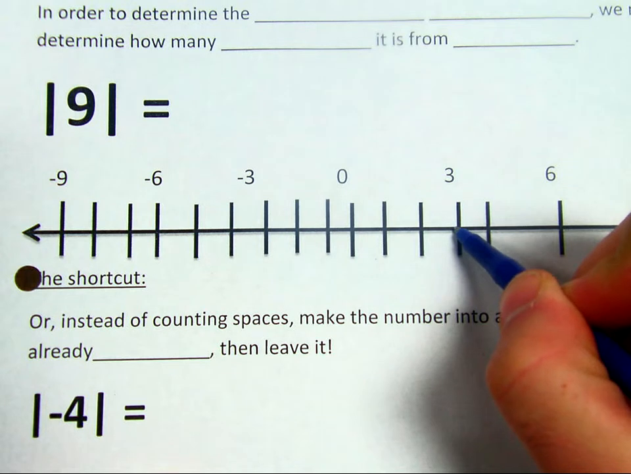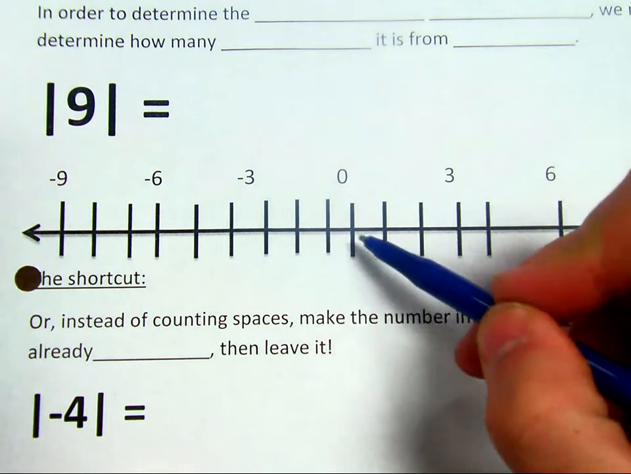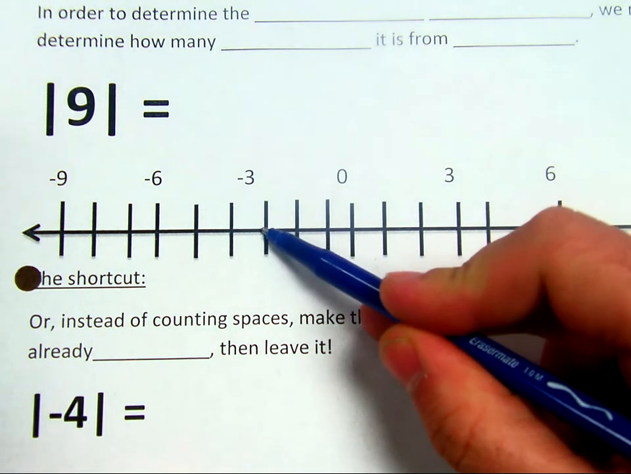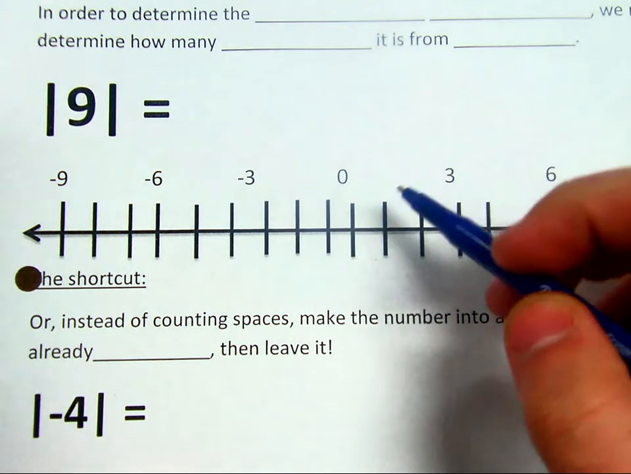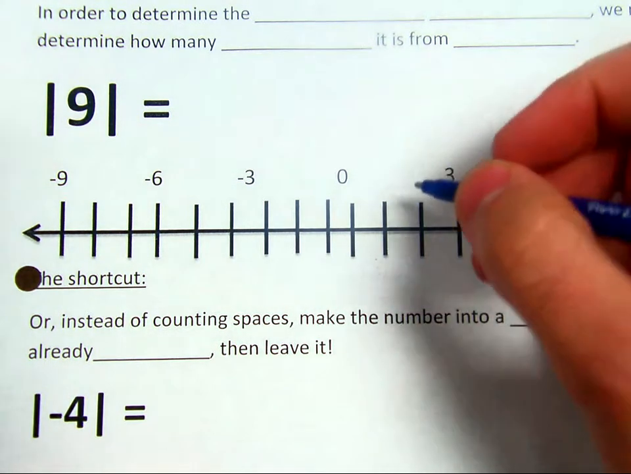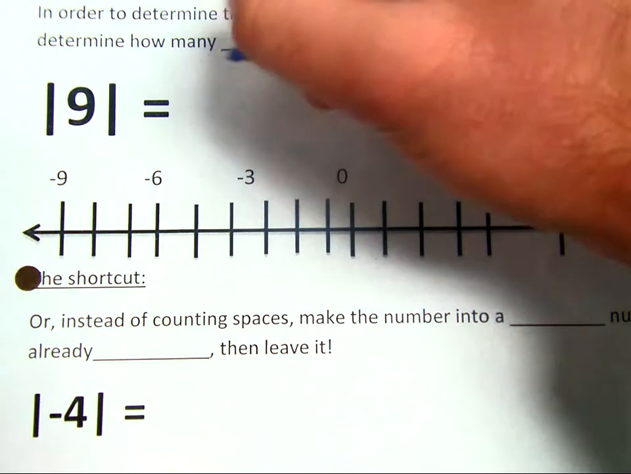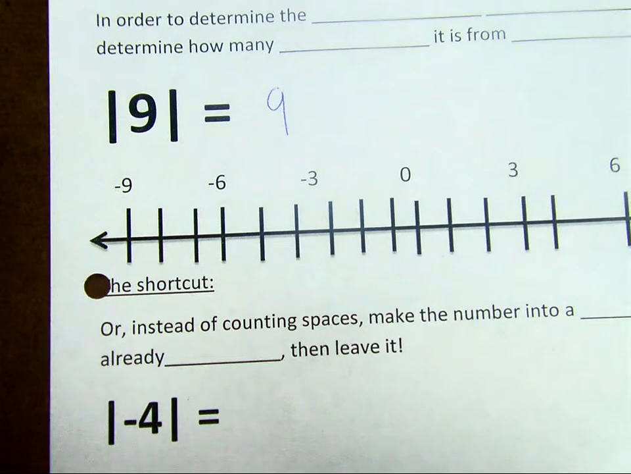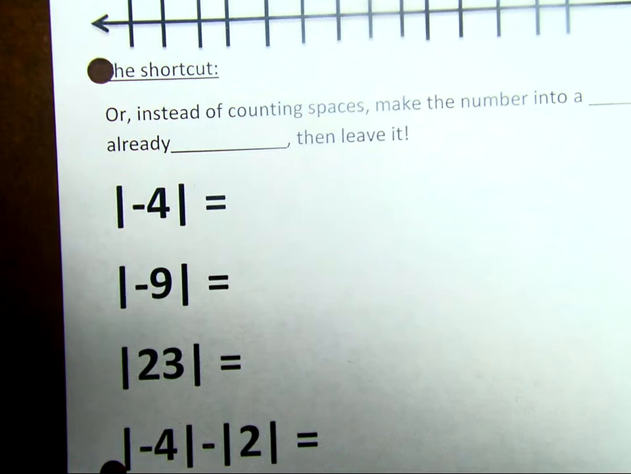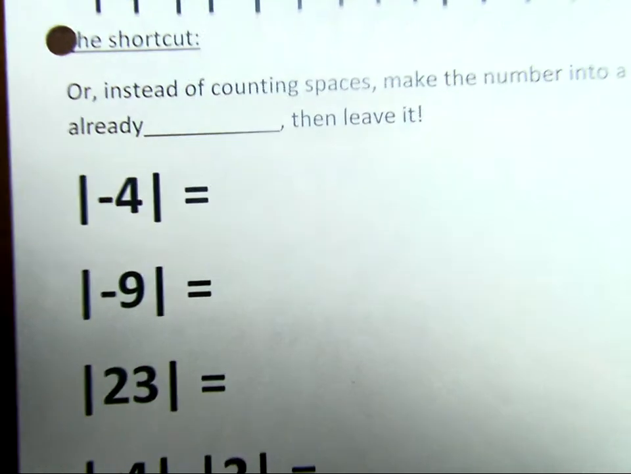By contrast, the absolute value of negative 3 would also be 3. 1, 2, 3 spaces from 0. Absolute value is the same no matter what direction you go, just a number of spaces from 0. So the absolute value of 9 will be 9 spaces. Okay? Now, when we're talking about negatives, all it is is just the distance from 0.